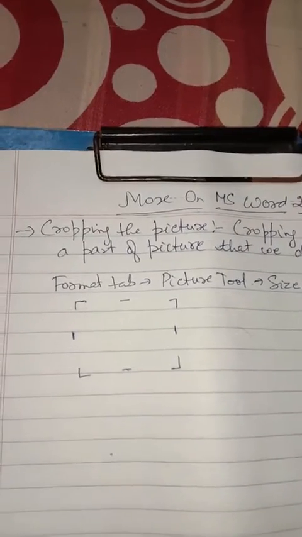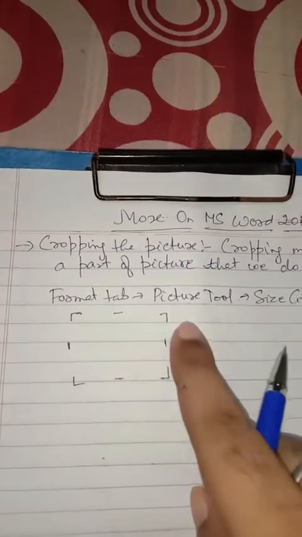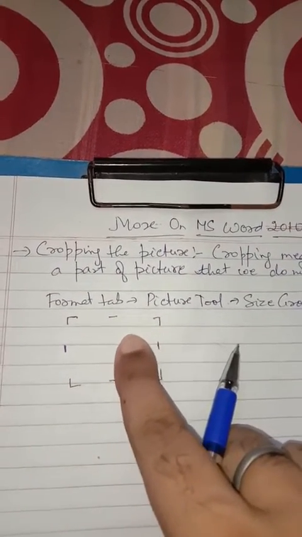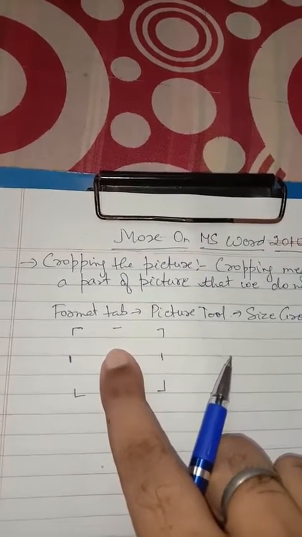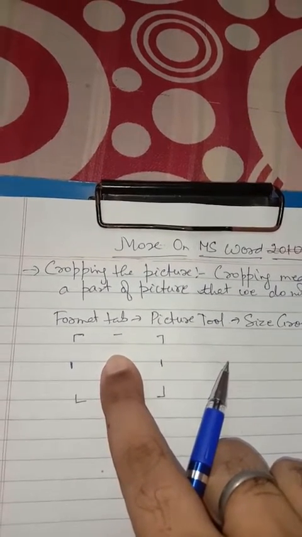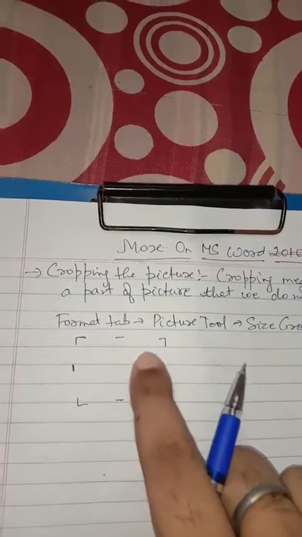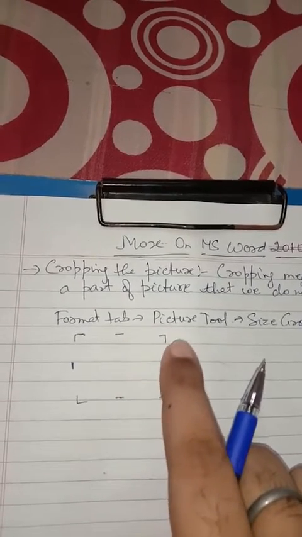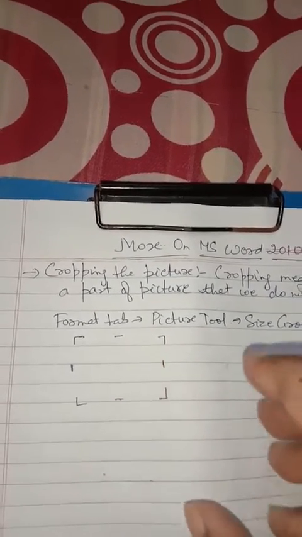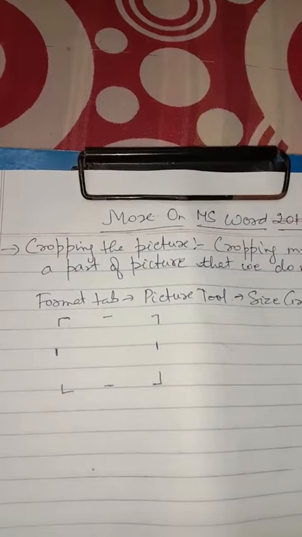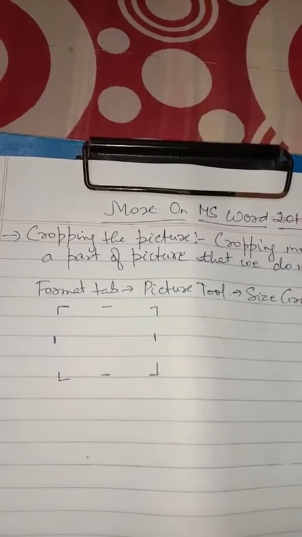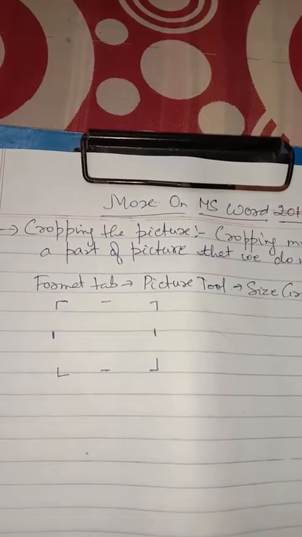Now you can left click on them and drag them as required. You can drag them to the part that you do not wish to see. Now press the enter key to save the changes. Only that part will be available to you. The part which you have cropped will not be available to you. This is known as cropping.